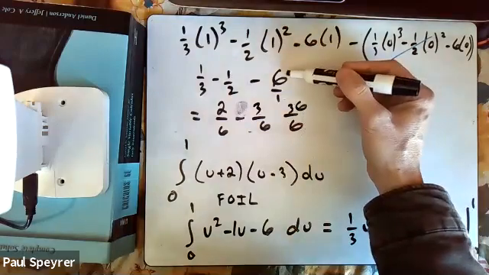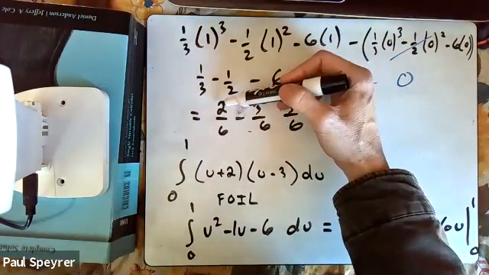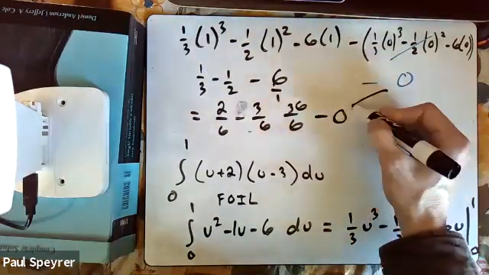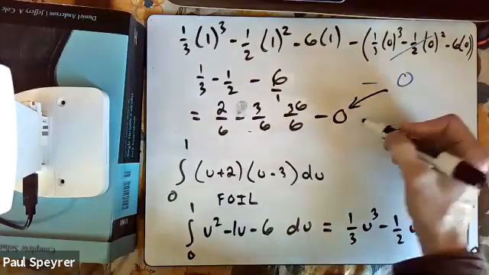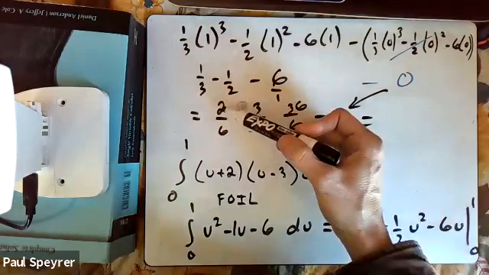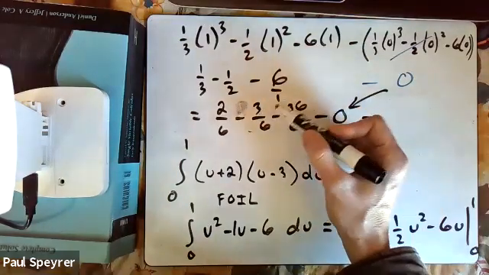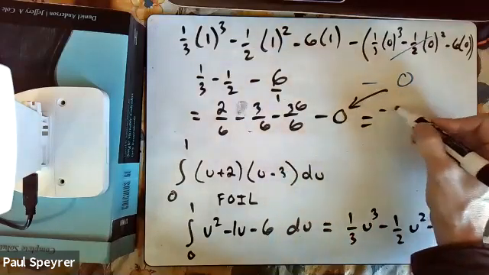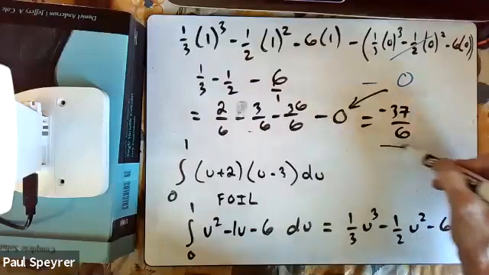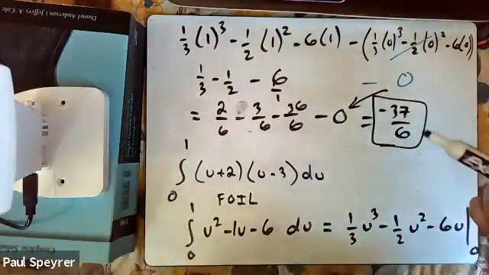36 over 6 reduces back to 6. 3/6 reduces back to 1/2. 2 over 6 reduces back to 1/3. And then, of course, we have this minus 0 that we're carrying along. Or you don't have to carry it since it's 0. So we get 2 minus 3 is -1, right? Minus 36 is negative 37, all divided by 6. So there is your answer, right? And then minus 0 doesn't change it right there.